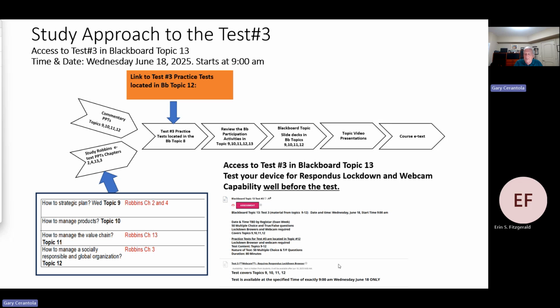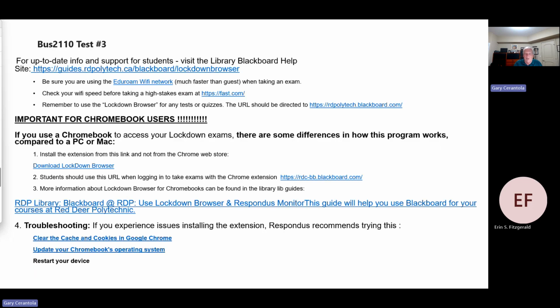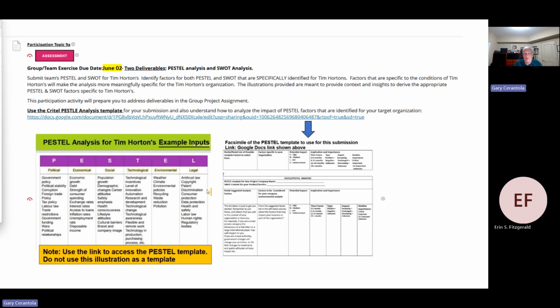And then this is what the link looks like in topic 13. You click on that link, and that link should appear at 9 a.m. on June the 18th. Okay. All these same instructions for test 3. If you're a Chromebook user, make sure that you go through the instructions to know what's going on.